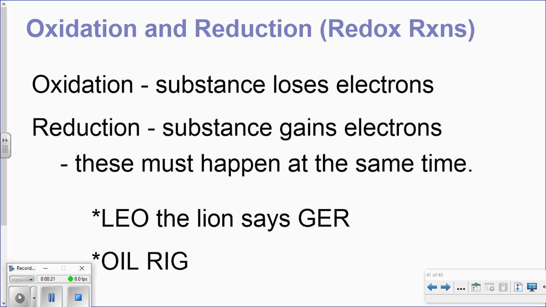So again, anything that goes through oxidation, or is oxidized, has lost electrons. Now, since these two processes, oxidation and reduction, have to happen at the same time, the electrons are going to go down here. So that means that something is reduced if it gains electrons. We have our two mnemonic devices: Leo the lion says Ger, that's lose electrons is oxidation, gain electrons is reduction, or oxidation is losing, reduction is gaining. Okay, so those are those two.